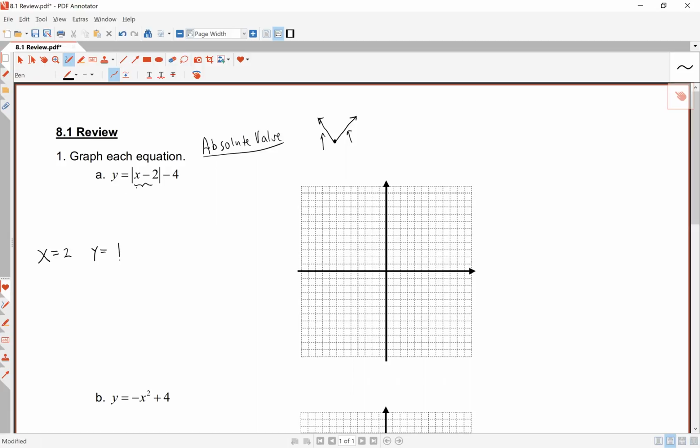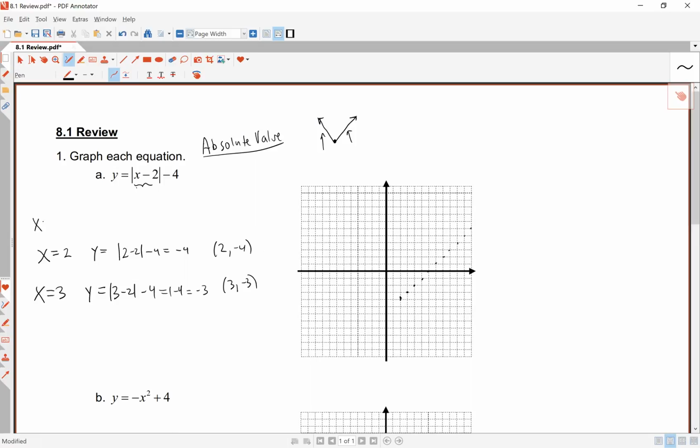And then y would be equal to the absolute value of 2 minus 2, which is 0, minus 4 is negative 4, and so we get 2, negative 4. We think of that as the start of our graph, and then the V goes up from there. Just to confirm this, x equals 3, then we have absolute value of 3 minus 2, which is 1, minus 4, which is negative 3. So we see a 3, negative 3. And then we start to see our line increasing by 1 each time x increases by 1.